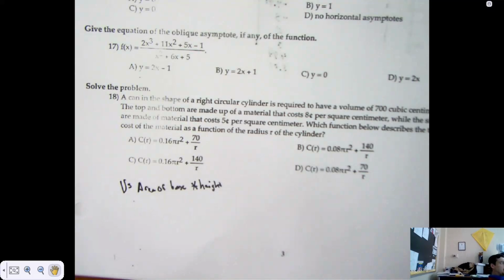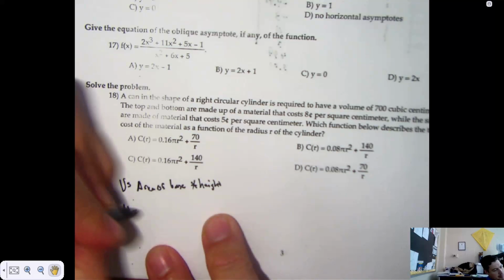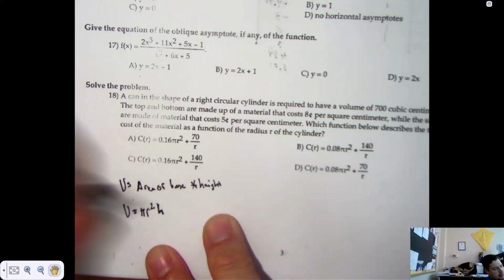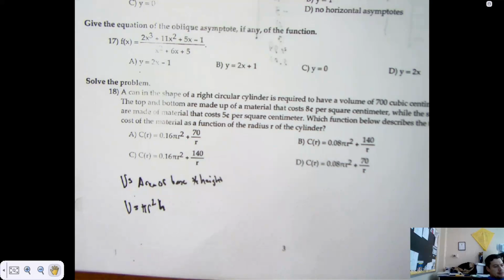It's a cylinder, it's a can. What's the base? Pi r squared is a circle. Pi r squared h. That's how you find the volume of a can. There's more to it. The top and bottom are made of material that costs 8 cents per square centimeter, while the sides are made of material that costs 5 cents per square meter. Which function below describes the total cost of the material as a function of the radius r of the cylinder?